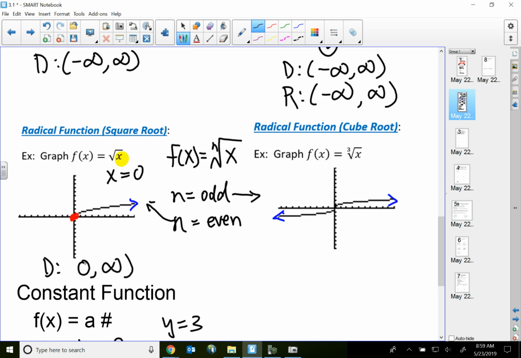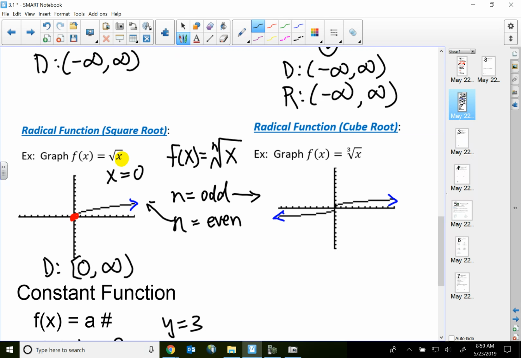Parentheses or bracket for my 0? I've got to use a bracket, because the 0, 0 is actually a point on my graph. So for any value that is actually on the line, I'm always using a bracket. Now, that means there's actually nothing. The graph never existed to the left of my 0. 0 is the starting point.